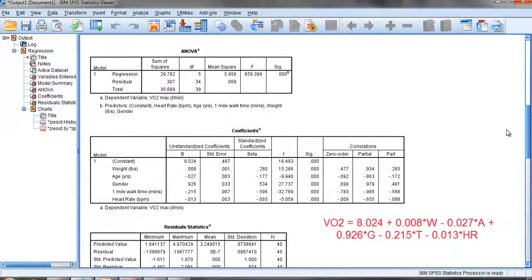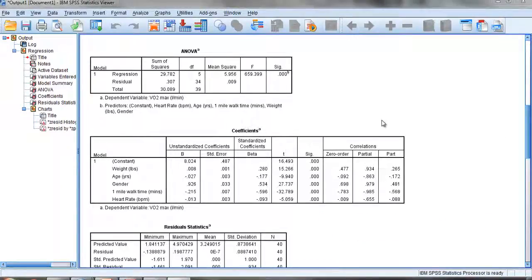We have VO2 equals 8.024 plus 0.008 times weight minus 0.027 times age plus 0.926 times gender minus 0.215 times 1 mile walk time and minus 0.013 times heart rate. We could interpret the constant term as the VO2 max for an individual who had values of 0 for all the other variables, but in this case it does not really make sense to interpret the constant in this way.